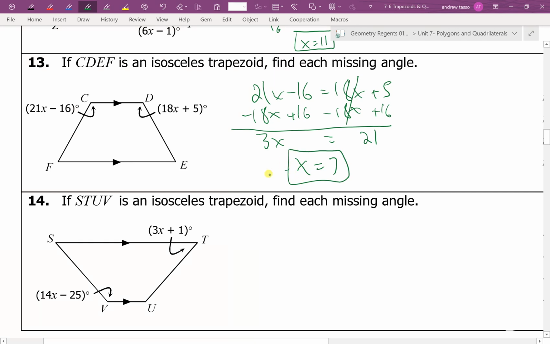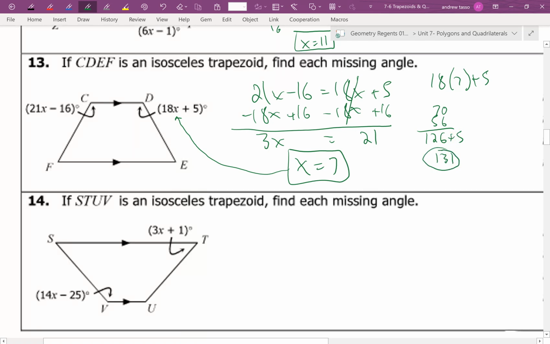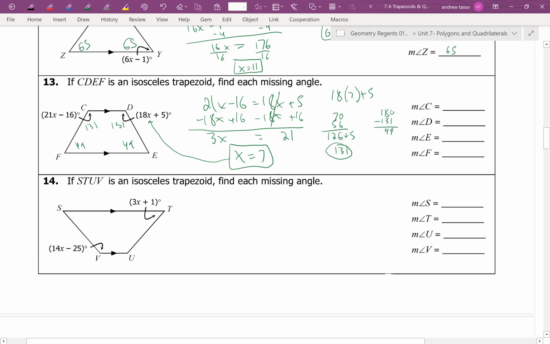Substitute back in. So we'll go into here. So we have 18 times 7 plus 5. So 70 and 56. So that's 126 plus 5 is 131. So we have 131 for the top two angles, and we could do 180 subtract 131. That gives 49 for the bottom two angles. Okay? So we have 131 and we have 49.